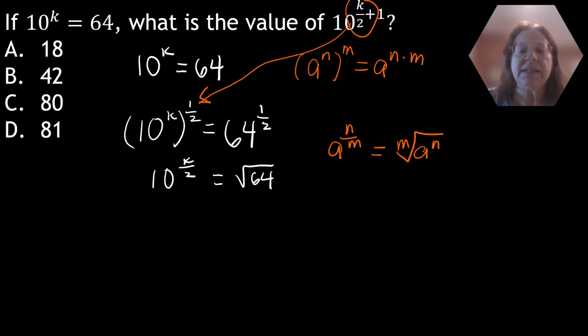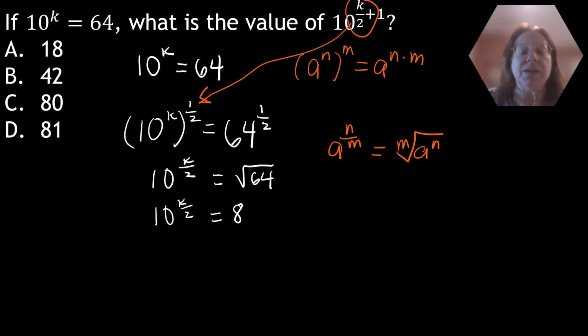And then a to the n over m is equal to the mth root of a to the n. So the left-hand side becomes 10 to the k over 2 because k times 1/2 is k over 2. And 64 to the 1/2 becomes the square root of 64. And the 2 is implied there. That m is really 2, but we don't write a 2 there because it's square root. Okay, so the square root of 64 is 8. So we have 10 to the k over 2 is equal to 8.